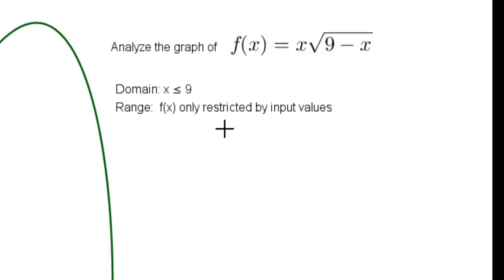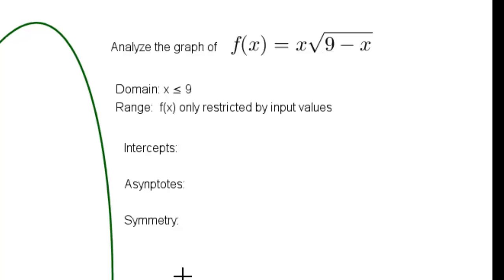Now, as far as the range goes, we're going to find out the maximum using calculus, but it looks like f of x is only going to be restricted by the input values that are going in. So the fact that x has to be less than or equal to 9 is certainly going to limit the range. We don't need to specifically figure out what that is yet. So next we're going to look at the intercepts, asymptotes, and symmetry of this function. And of course you can see them here, but we're assuming you can't. I'm just using this to help build what the function looks like.